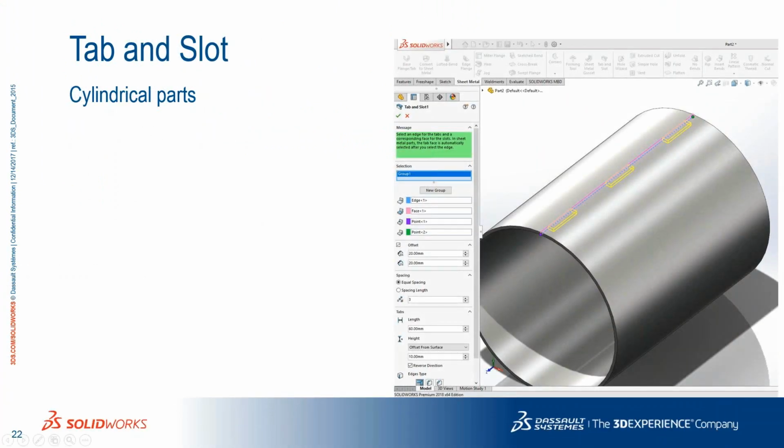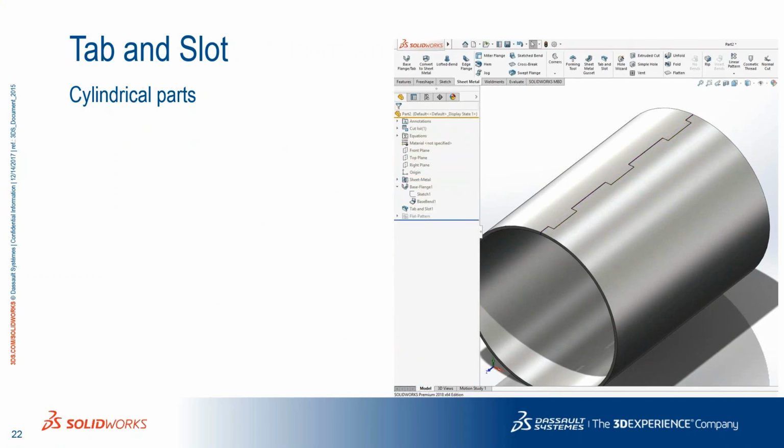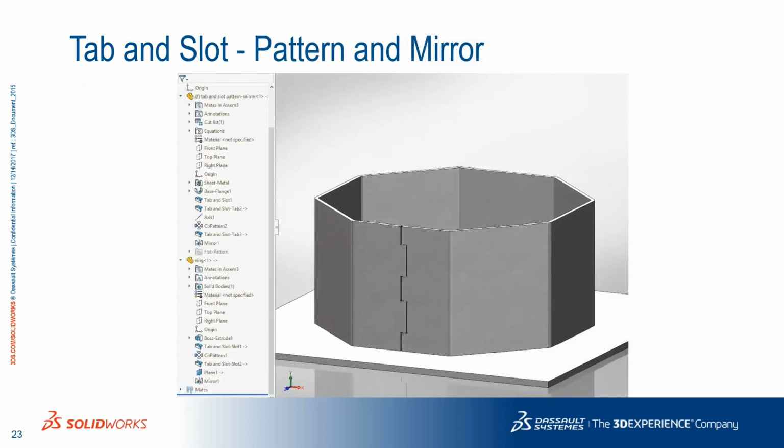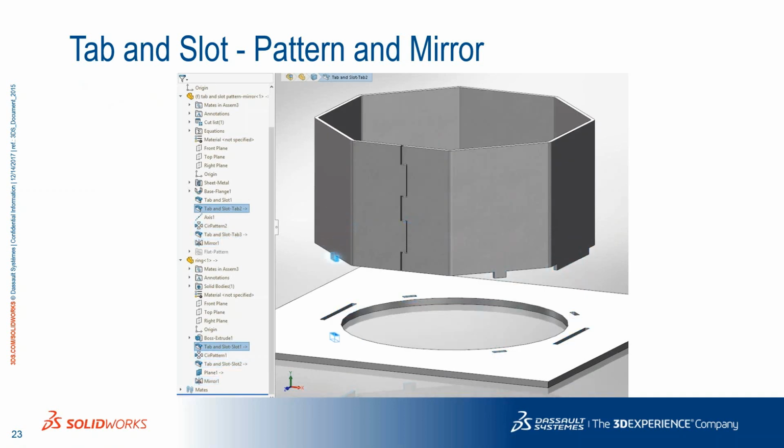And so we can use these on cylindrical parts currently, as we see here. We can also use them with a pattern and mirror, so you don't have to make a whole bunch of tab and slots if you've got something mirrored or patterned. So here we see we have this one tab and slot.